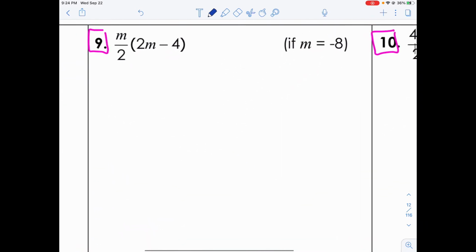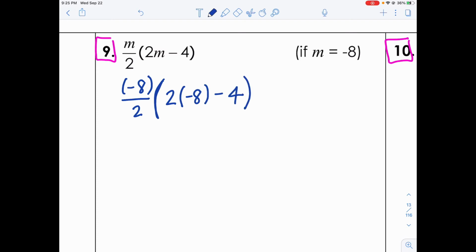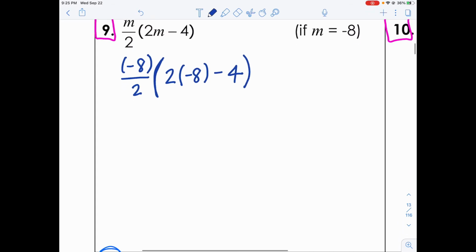Looking to the back, let's do a couple of these together. So this first one says m divided by 2 multiplied by 2 times m minus 4. Substituting in for m is a negative 8. So every time I am substituting in, making sure to put it inside of a parentheses so that I can keep my negatives grouped, and so that I don't accidentally mistake it for something else. All right, so I have a negative 8 divided by 2 multiplied by 2 times the negative 8 minus 4.